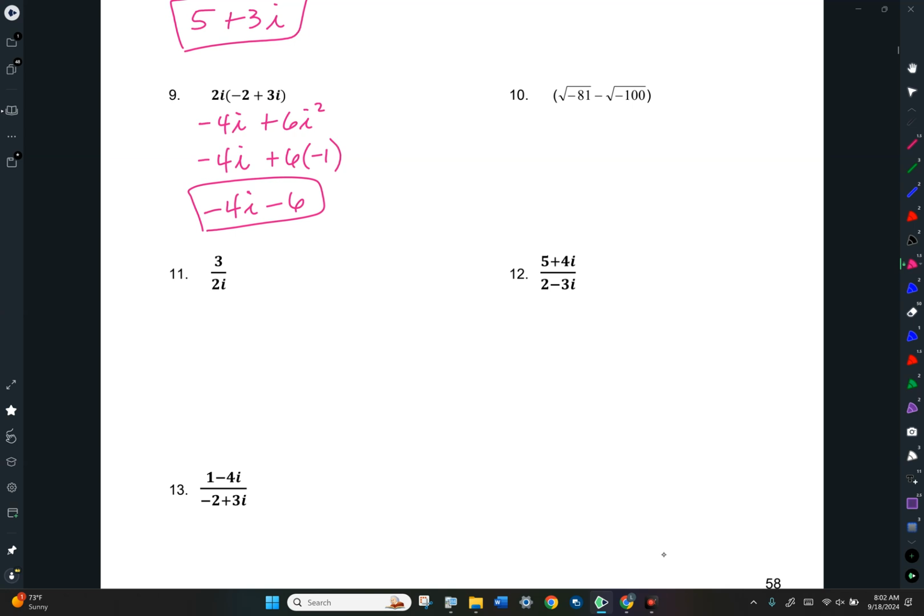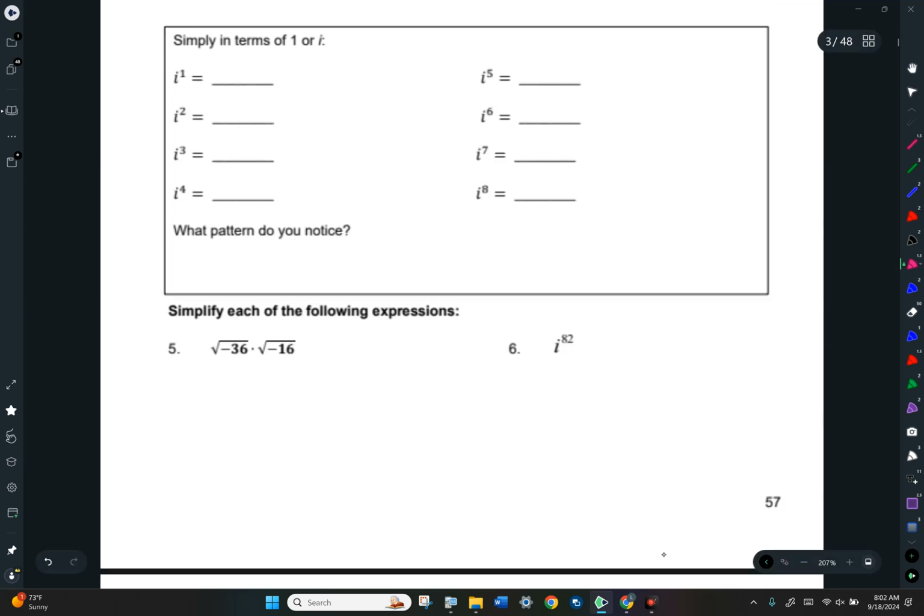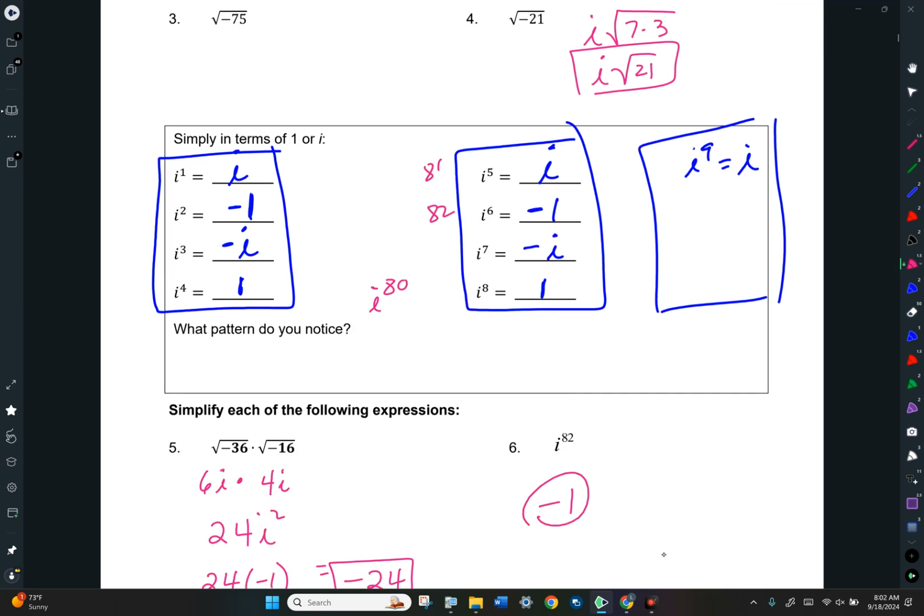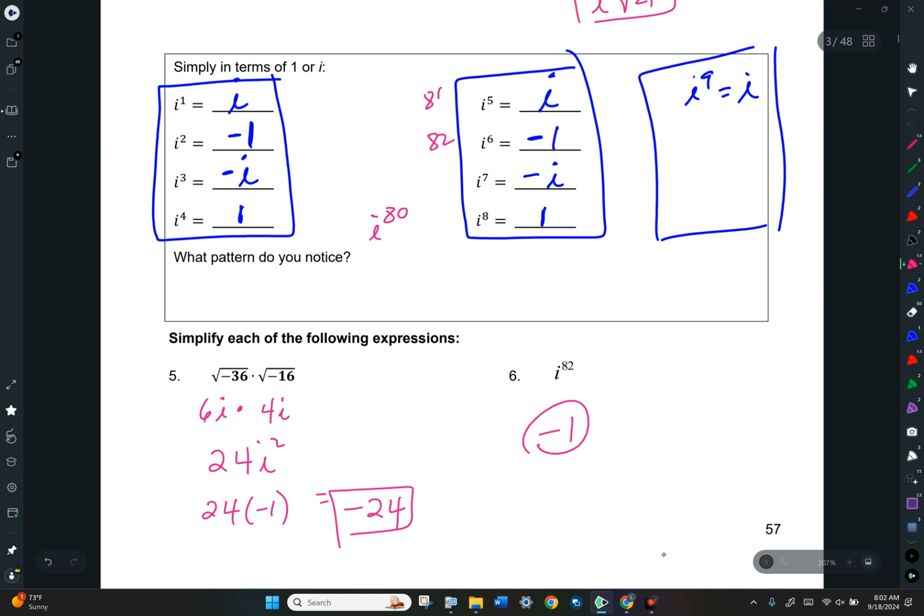Okay. Look at number 10. So let's look at this first part. Well, the square root of -81 is 9i. Bring down my minus sign. The square root of -100 will be 10i. And it's okay to combine like terms, so that's just going to become -i. Okay, so we talked about how you have to change any higher power of i based on this pattern, okay?